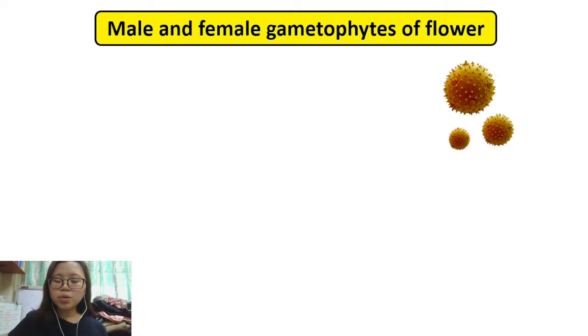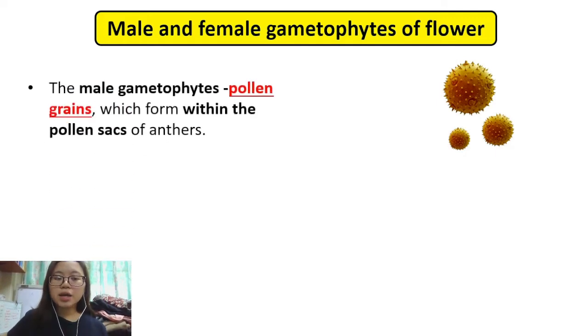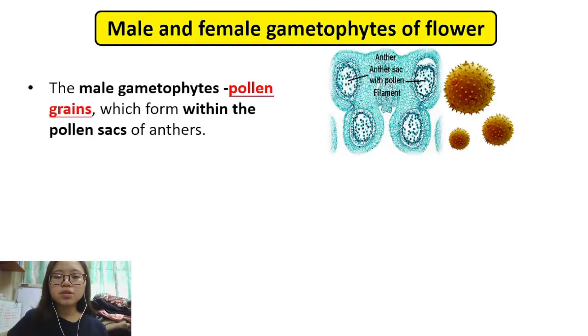Just now, we were only talking about the male and female organs in the flower, but we haven't talked about the gametophytes. The male and female gametophytes of the flowers, in the male, it's called a pollen grain, which will form within the pollen sacs of anthers. Okay, ini adalah anther. Di dalam anther ada pollen sac. Dalam pollen sac akan terhasil pollen grain ataupun digelar sebagai debunga.